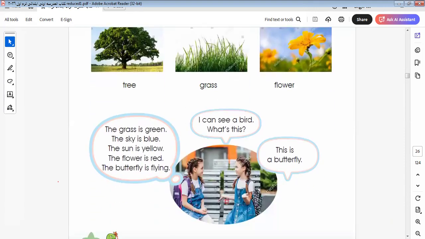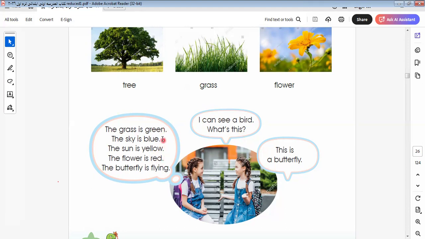Here we have two girls talking to each other. Let's find out what the conversation between the two girls is about. One of them says, I can see a bird. What is this? This is a butterfly. The grass is green. The sky is blue. The sun is yellow. The flower is red.